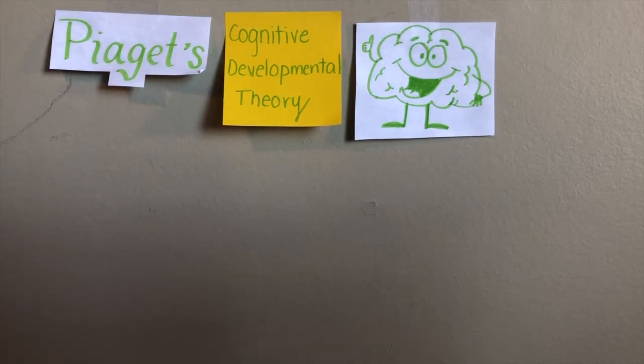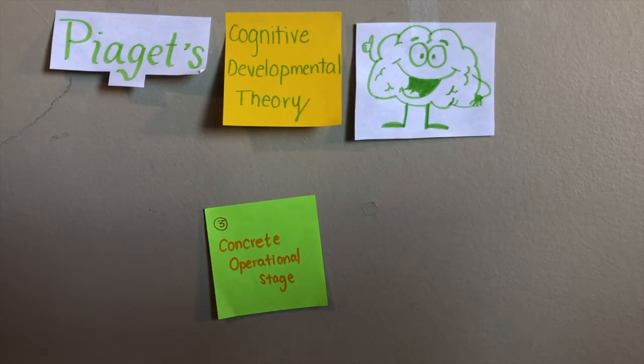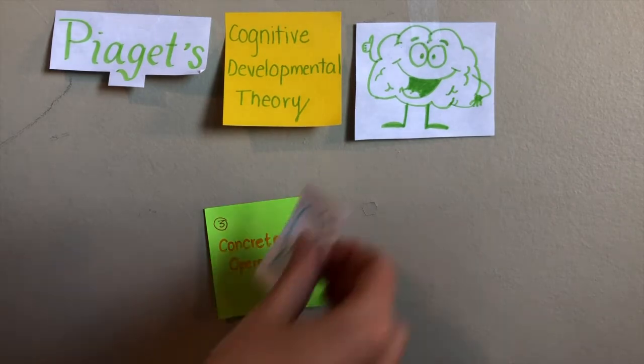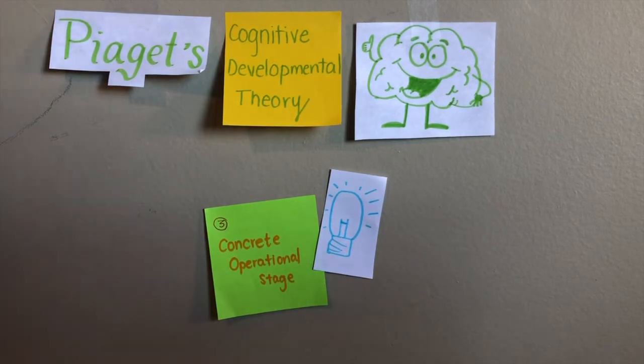The third stage is the concrete operational stage, from the ages of 7 to 11 years old, where children become more logical and better organized in their reasoning. These children really only think in a logical, organized fashion when dealing with concrete information which they directly perceive.